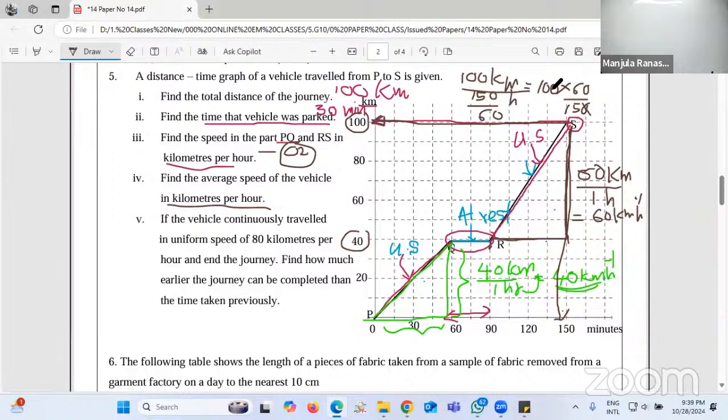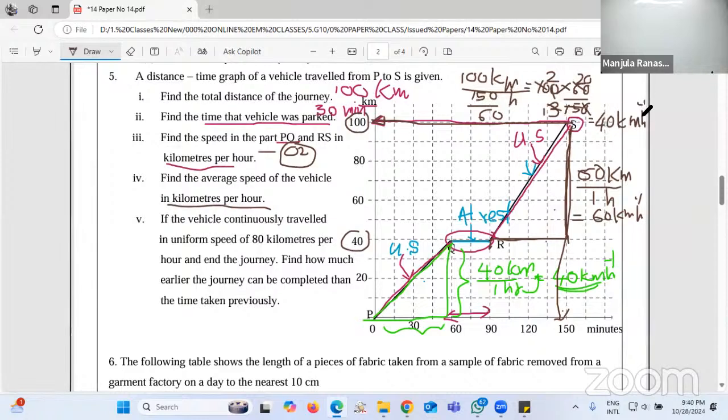Now simplify, 0, 0 cancelled. So here 5, 3, 5, 2. Okay, then 3, 1, 3, 20. So 20 into 2, that gives you 40. So what's the answer? 40 kilometer per hour.